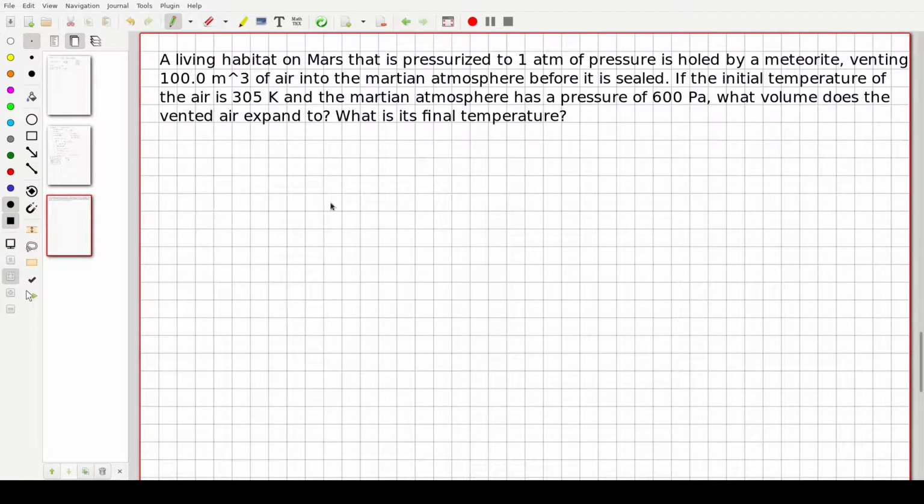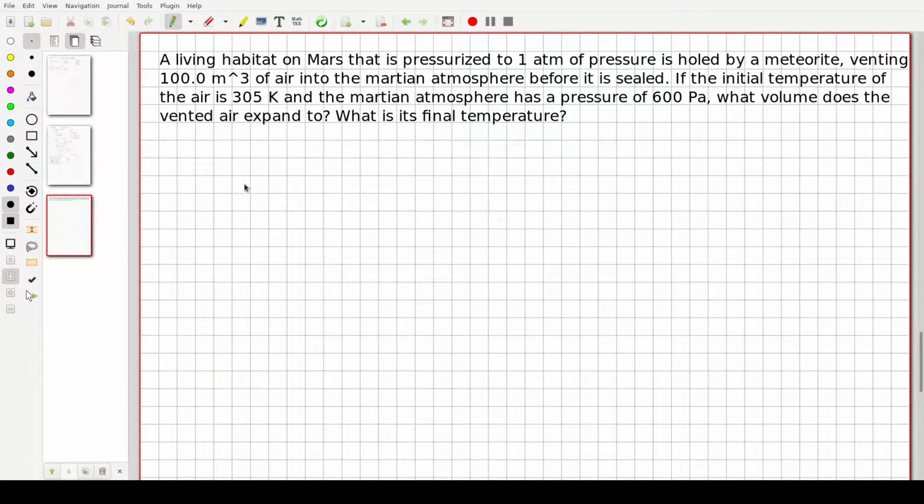So just as an example, a living habitat on Mars that's pressurized to 1 atmosphere of pressure is holed by a meteorite, venting 100 cubic meters of air into the Martian atmosphere before it's sealed. If the initial temperature of the air is 305 Kelvin and the Martian atmosphere has a pressure of 600 pascals, what volume does the vented air expand to? What is its final temperature?